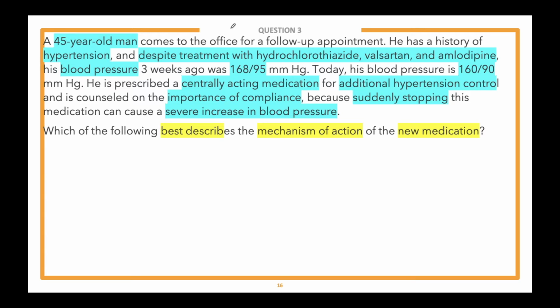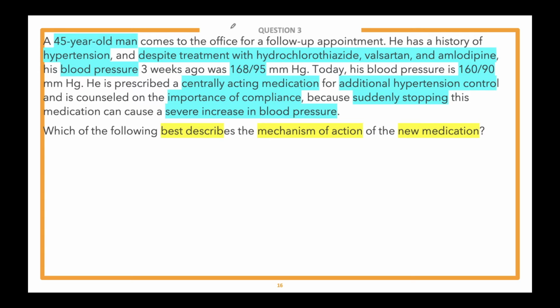And then they talk specifically about a new medication being prescribed. They tell us it is centrally acting, so that's a little bit about the mechanism. That'll give us some clues, okay? And with this medication, they tell us it's important to be compliant because suddenly stopping it can lead to a severe increase in blood pressure. So that, hopefully, is a very important clue as to maybe what this medication is, okay? So important to make note of those.